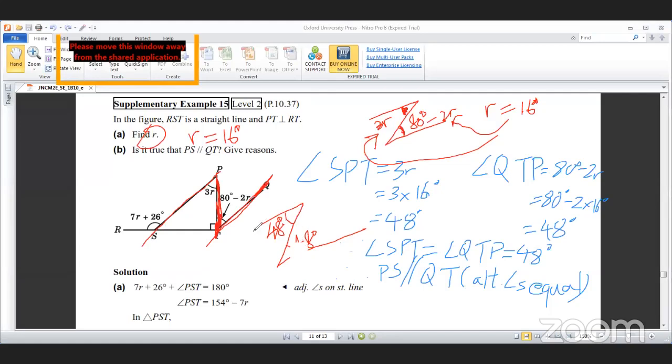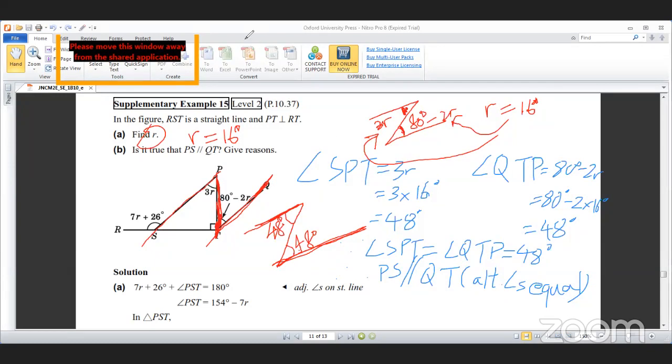And then we can tell people that this line and this line are parallel. For these two angles, the type of angle is called alternate angles. I find them to be equal. Therefore, I draw the conclusion that PS is parallel to QT because alternate angles are equal.